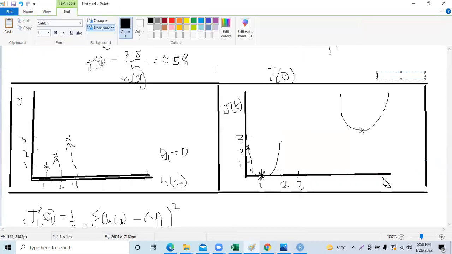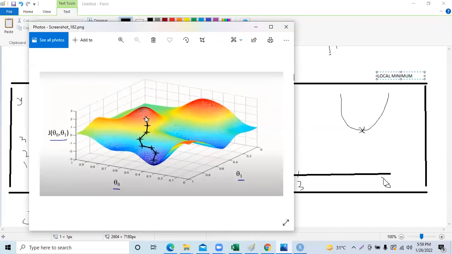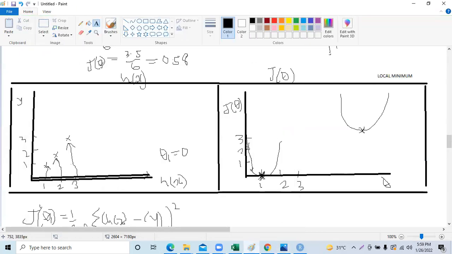Let me write it down. It's called the local minimum. When we have two, or when we have just one, the lowest is called a global minimum. So for example, let's say we initialize our theta 0 and theta 1. What we do in machine learning is that we initialize theta 0 and theta 1 at a random point. Let's say we initialize them here, then it moves here, then it moves to the global minimum. That's what we do in machine learning.